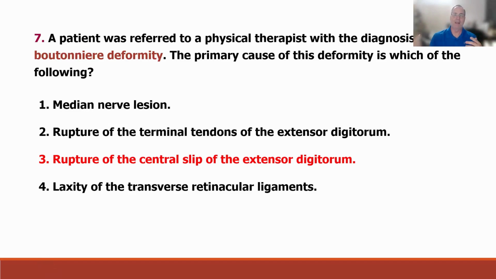They form what we call the terminal tendon. And if we lose that central band, where the central slip attaches to the base of the middle phalanx, then that PIP can pop up in between the two lateral bands. That's where we get the name boutonniere deformity, just like the boutonniere on a lapel. That PIP pops up between the two lateral bands.